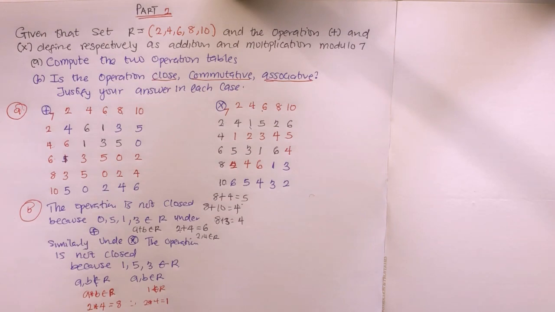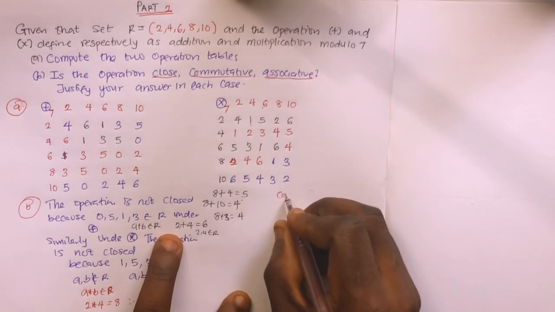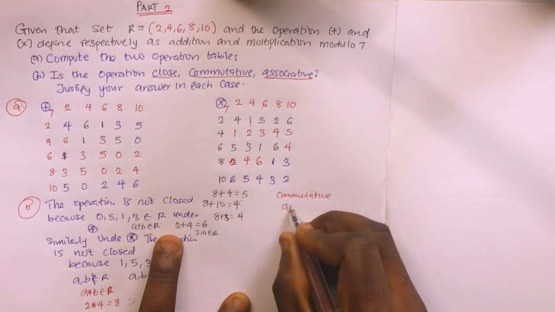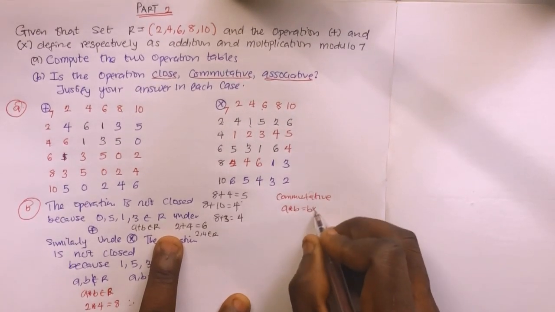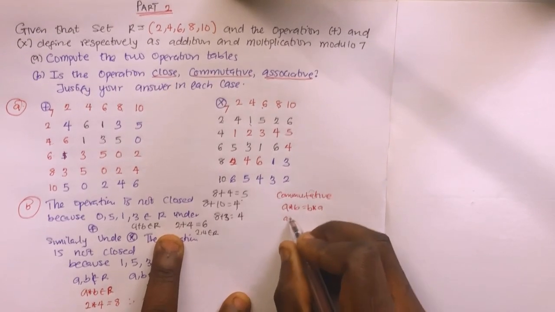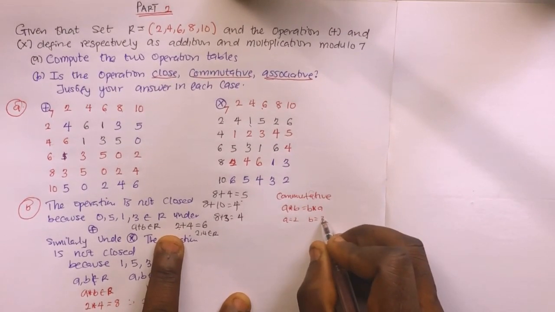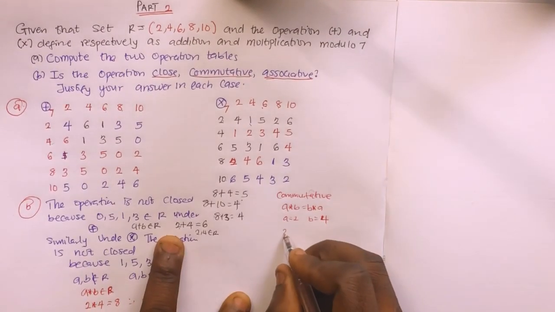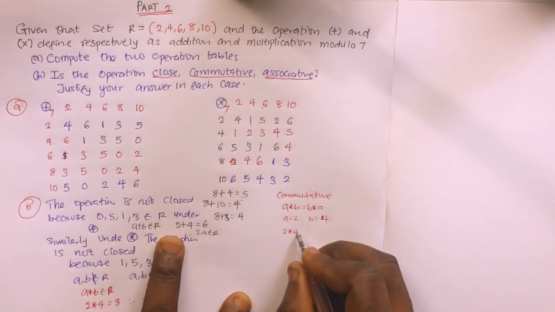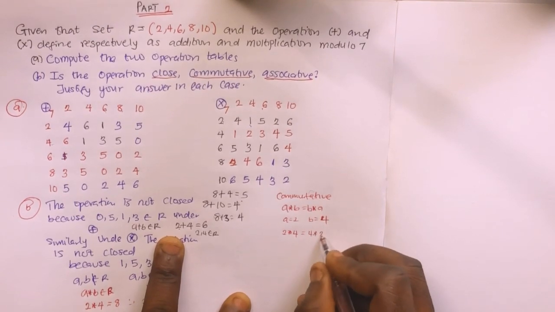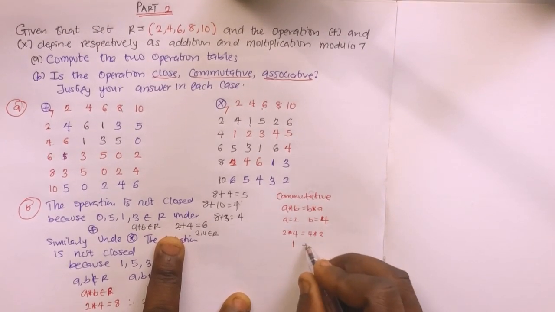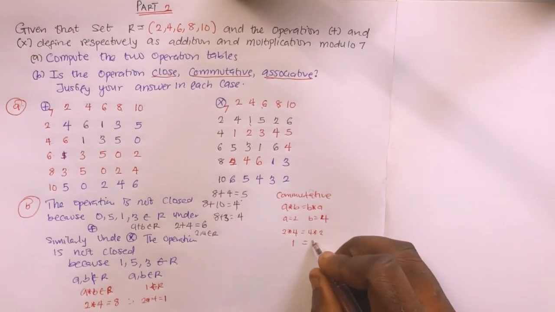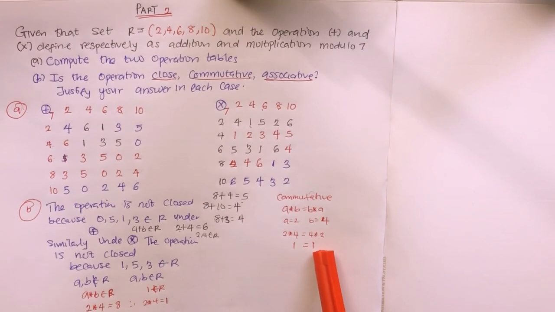Then is it commutative? As far as commutative is concerned, we have that A star B must be equal to B star A. Then let your A equal 2, and your B equal 4, because 2 and 4 are members of R. Then you have 2 star 4 equals 4 star 2. 2 star 4 is 1, which is equal to 4 star 2. 4 star 2 should give us 8, which is also 1. 1 is equal to 1.